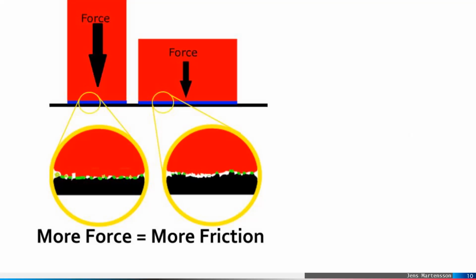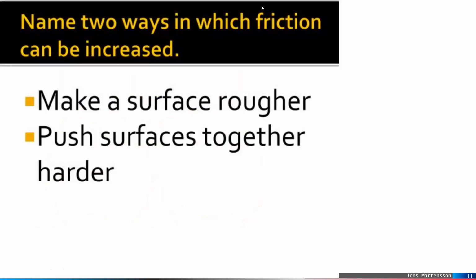More valleys and holes, more friction. So what does it mean? We can conclude that we have two ways that can make the friction increase. What are these two ways? Make the surface rougher, so they have more valleys and holes, and push the surfaces harder, acting on them with a greater force. Is it clear? Yes. Okay.